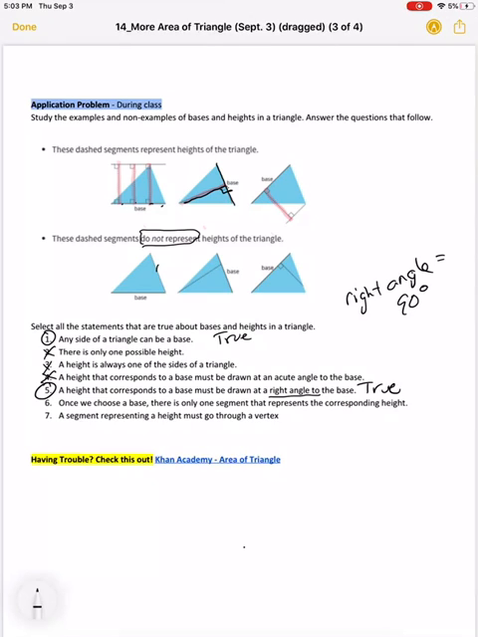Once we choose a base, there's only one segment that represents a corresponding height. Well, that might be true if we were only looking at these two pictures, but we can see that's not true. This right here, even though it goes off the shape, spans the whole distance to the top. So that could also be considered the height. If I follow that same logic, this could come out here like that and be the height. Notice that these heights are parallel to each other.